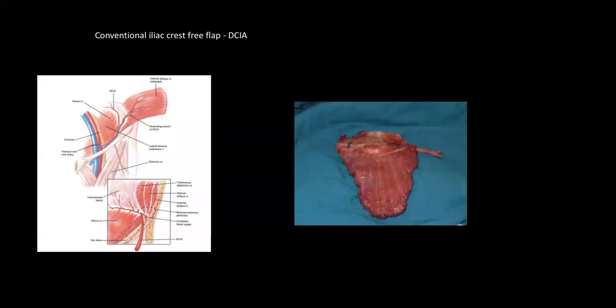Now that completes the alternate skin flaps, or the fasciocutaneous flaps, that are available. Now, what are the alternate bone flaps that we have?